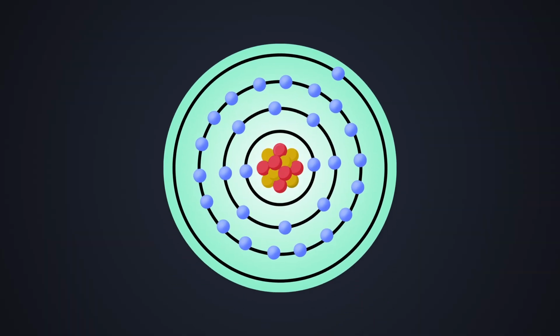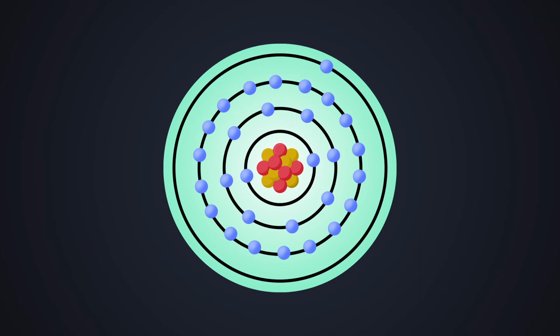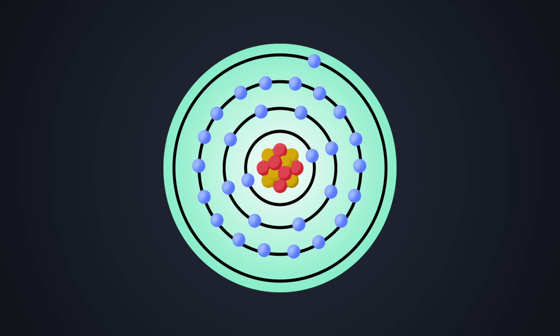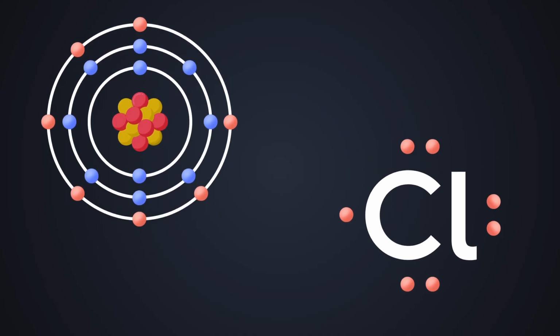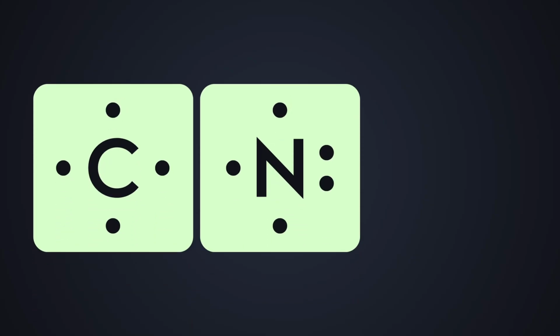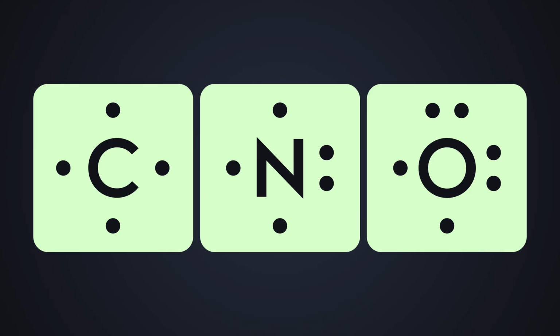Formal charge is a way to track how many electrons an atom is effectively responsible for inside a molecule. An atom is neutral when the number of electrons it's assigned in a structure matches its valence electrons. Carbon has 4 valence electrons, nitrogen has 5, and oxygen has 6. These numbers set our baseline.